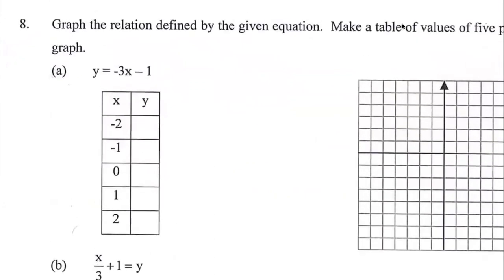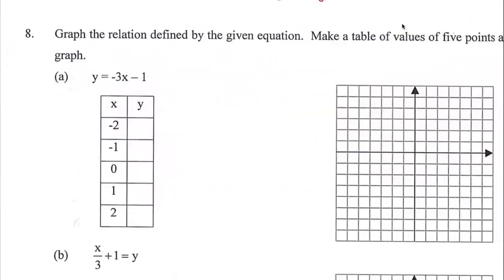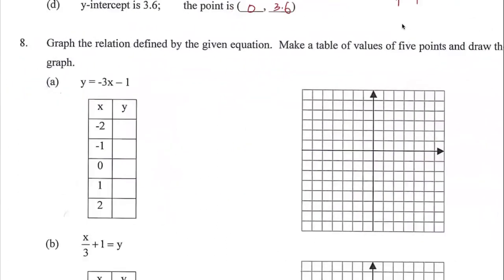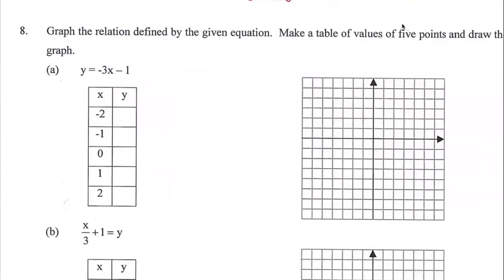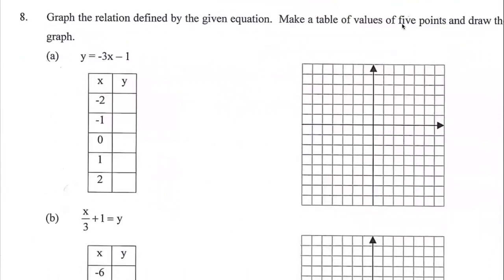Graph the relation defined by the given equation, make a table of values of 5 points and draw the graph. So graphing questions, we take different x values and we find y values, and then we plot the points and we join the points. That's what we do. So the expression is y is equal to minus 3x minus 1.